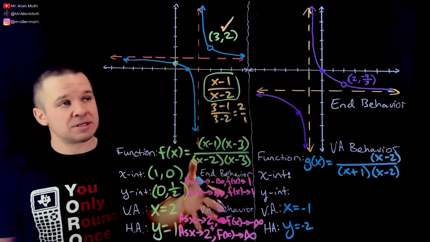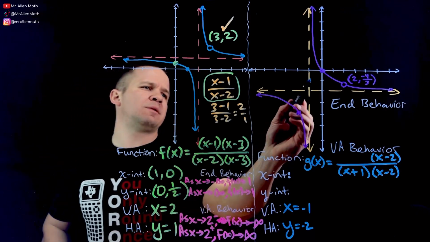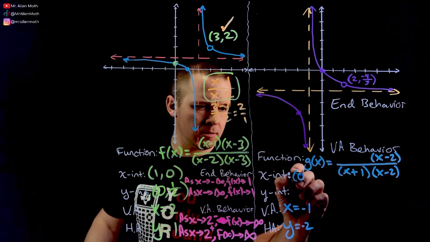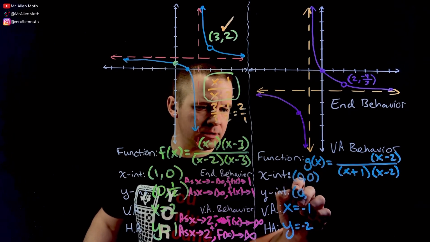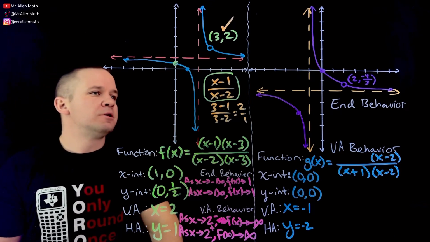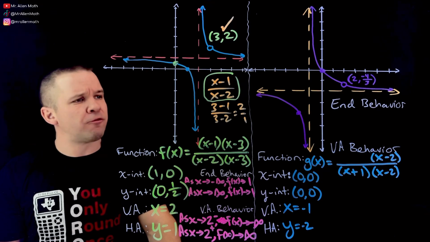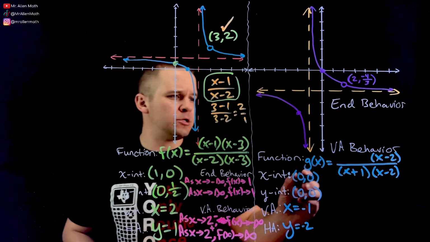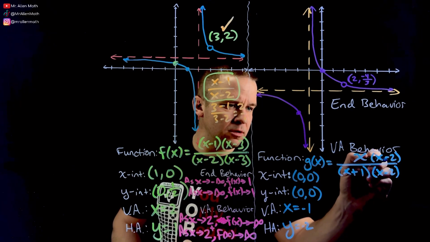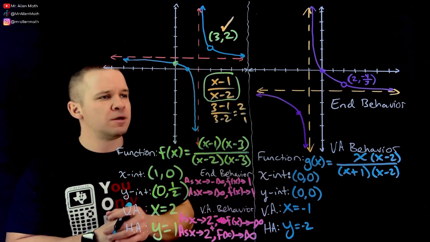That's a removable discontinuity. And then another interesting thing, we have an x-intercept at 0, 0. So not only is that my x-intercept, it's also my y-intercept, right? It's crossing the x and the y-intercept at the same spot. So how does that look in my function? Well, if I plug in 0 for x, I should get 0 out. So really, I just need an x here, because if I plug in 0, it's going to be 0 times negative 2 over 1 times negative 2, which is 0. Okay? So it's just going to be an x.